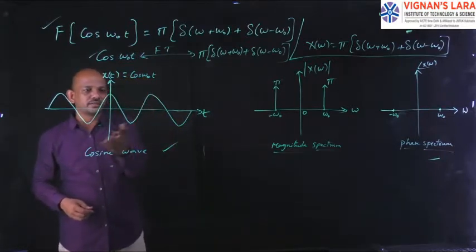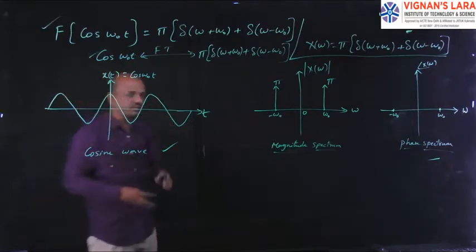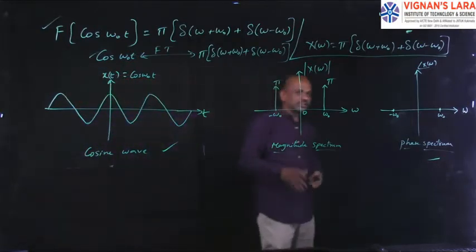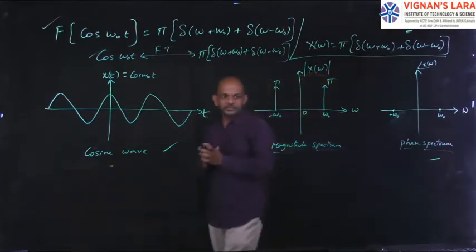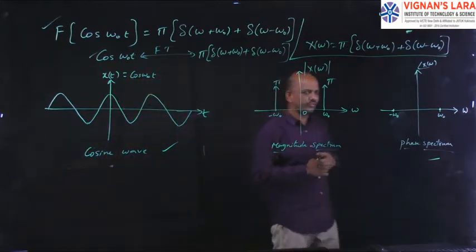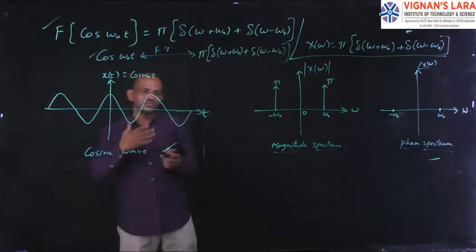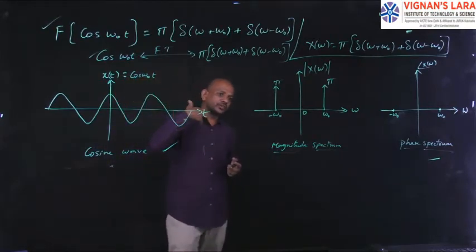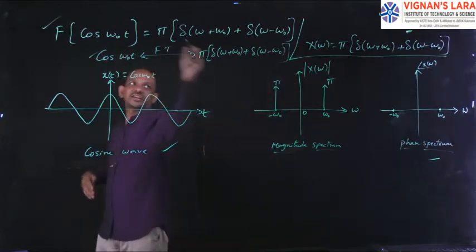So how will we represent the cosine wave? The cosine wave starts from here. So this is the representation of the cosine wave. So here, first I explained how to find the Fourier transform of a cosine wave. Okay, I just converted the cosine wave into complex exponential. So using the formula, already I know the Fourier transform of a complex exponential function. Using that formula, I got the Fourier transform of cos omega naught t as this one.